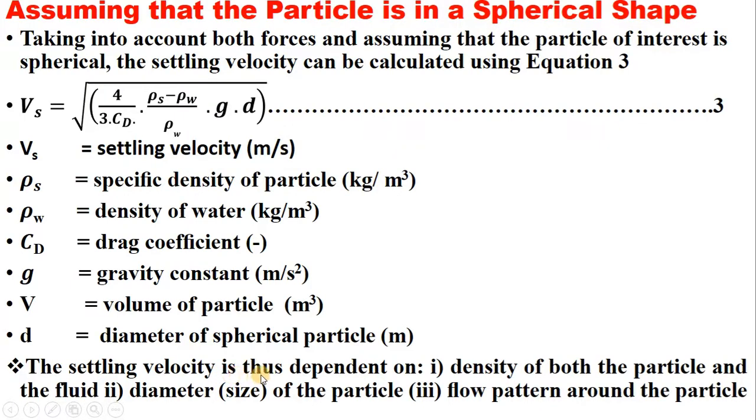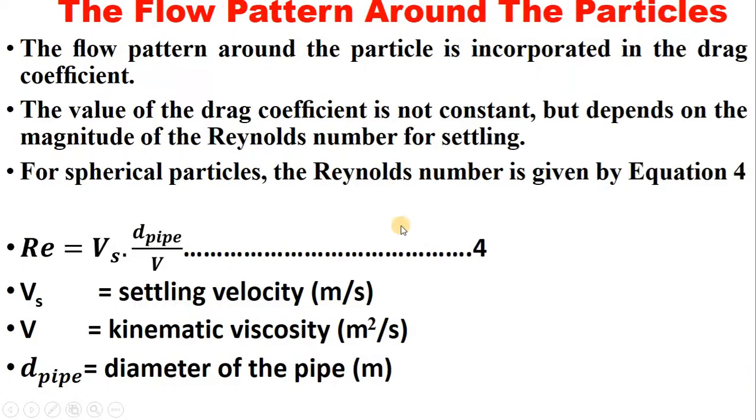The settling velocity thus depends on the following. 1. Density of both the particle and the fluid. 2. The diameter, which is the size of the particle. 3. The flow pattern around the particle. So we are looking at the theory aspect of the flow pattern around the particles. The flow pattern around the particle is incorporated in the drag coefficient.